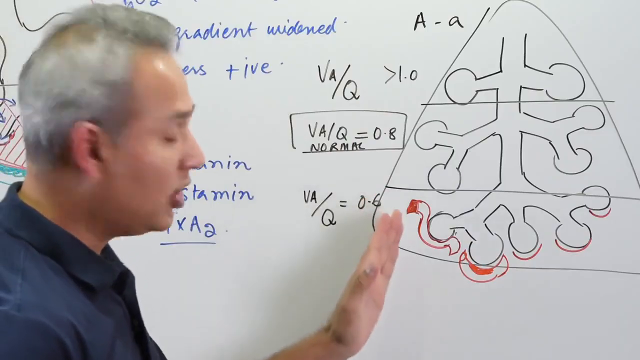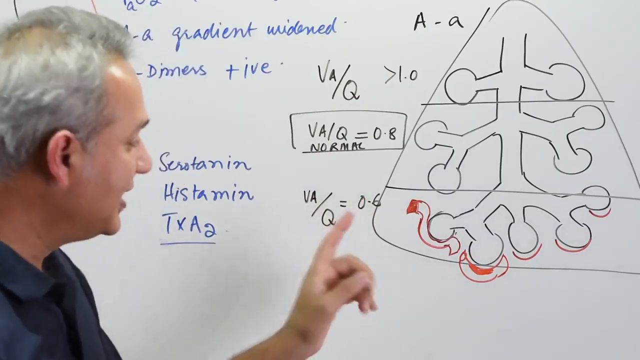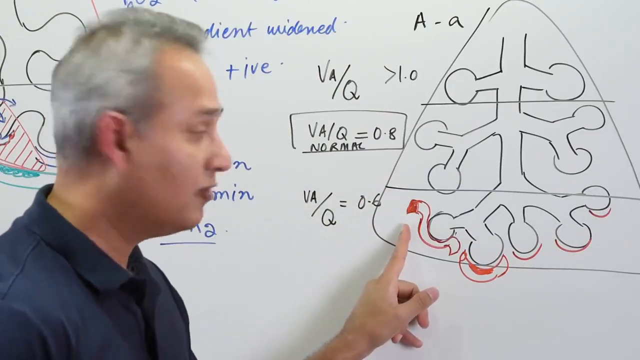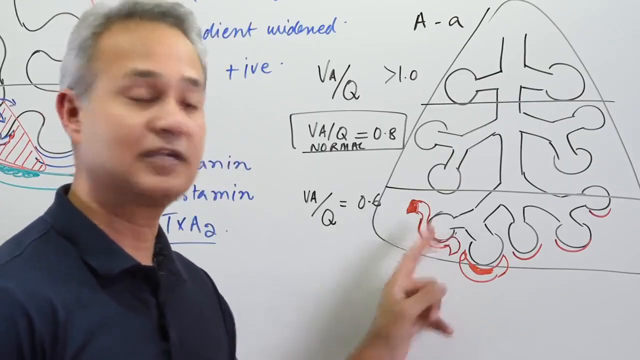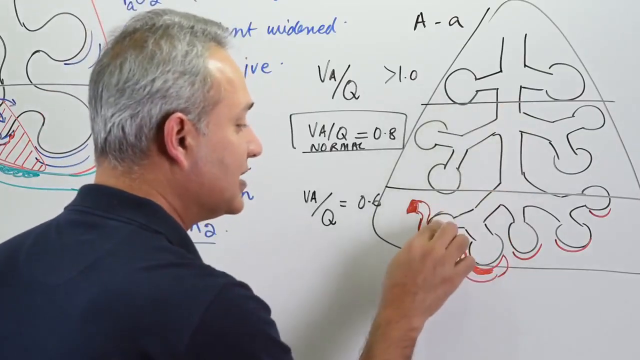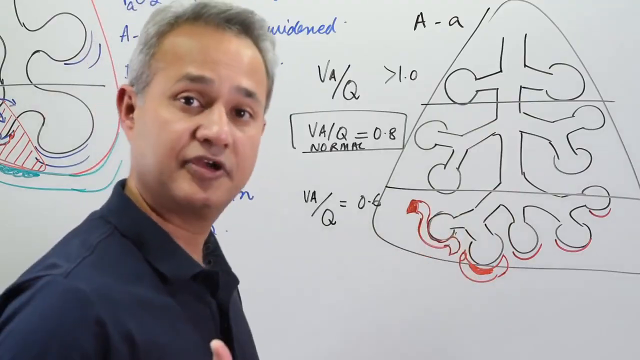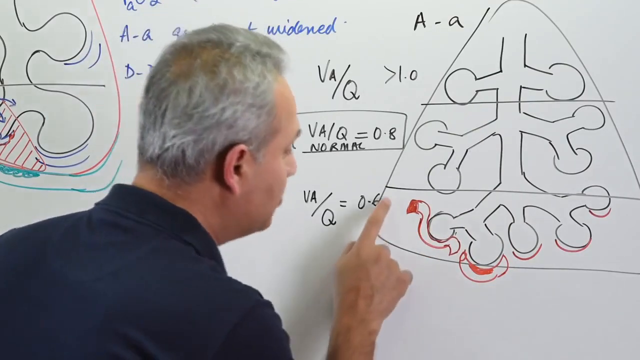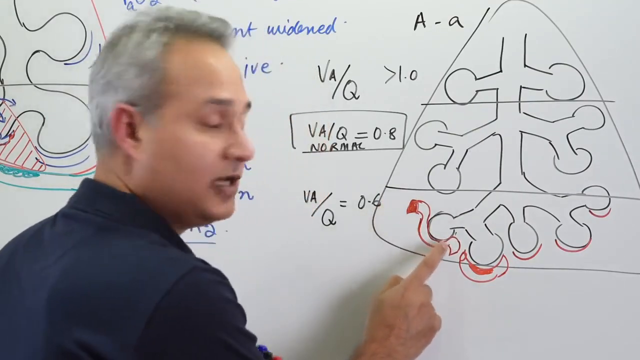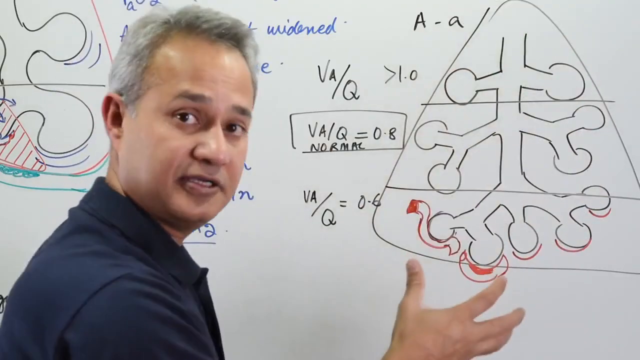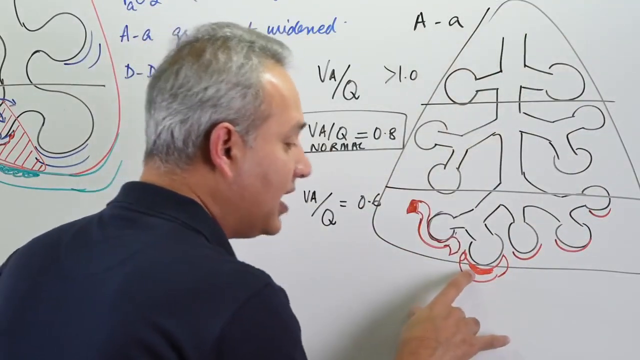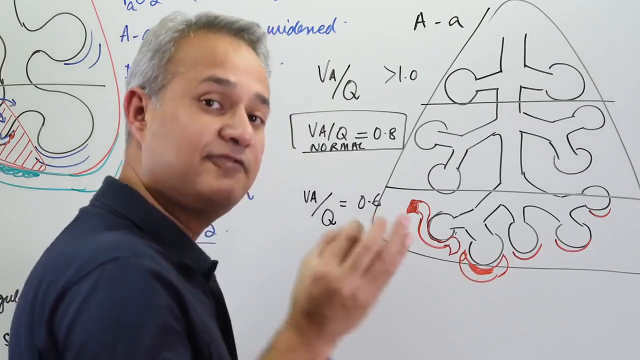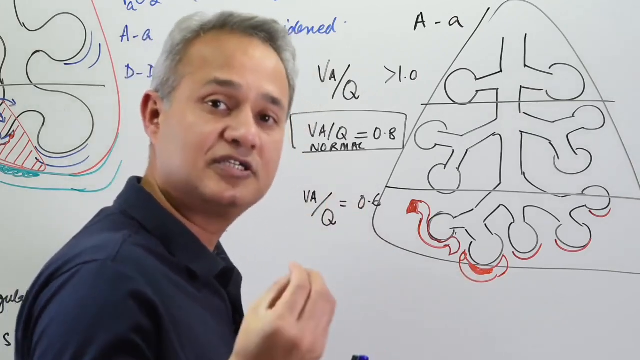A complete block, please write it down somewhere, will create anatomical dead space. What does that mean? Gas is present but exchange is not occurring. What will happen to the blood that was supposed to come in here? Blood will get redirected to the other areas. So we'll talk about that as well. A partial block would create a physiological dead space or shunt.